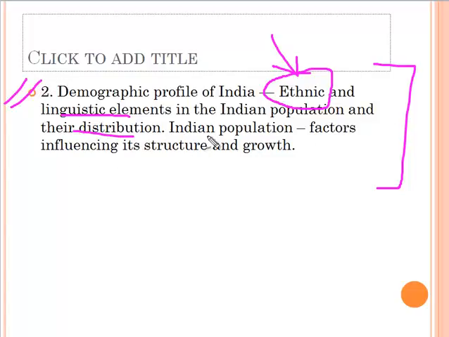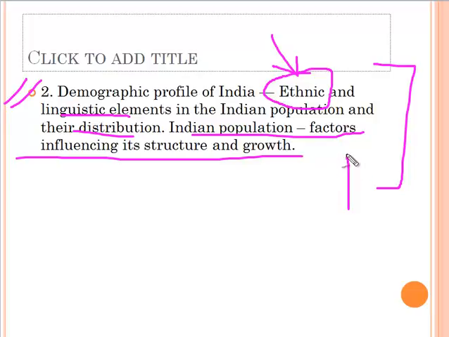And their distribution, the Indian population, factors influencing its growth and structure. Here you will study why the Indian population is increasing at a fast rate, what its challenges are, how to reduce the population, and what the different factors are which influence population growth, like health, food availability, nutrition, availability of contraceptives, and the population growth rate. So this we will study here.